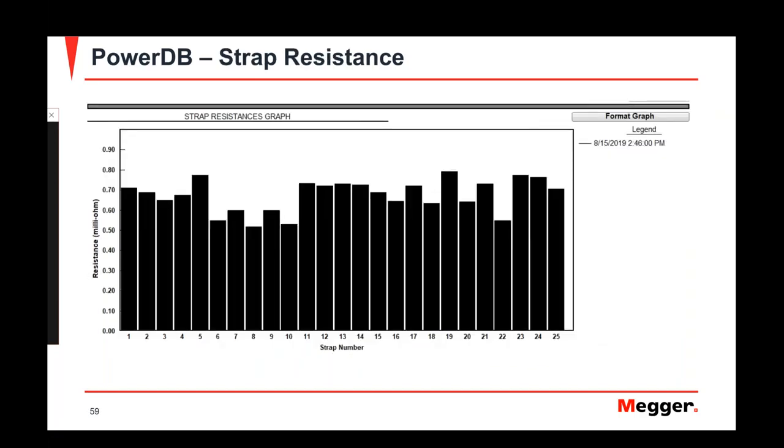This is what the graph would look like for your strap resistances. Again, as we talked about before, the measurements that we got across the intercell straps is pretty uniform across the entire string. And this is what we want to see whenever we're taking those measurements, because it is a comparison test.